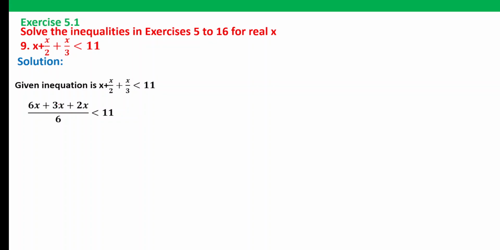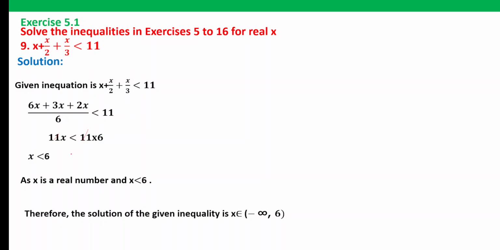So here 6x plus 3x plus 2x divided by 6 is less than 11. 6x plus 3x is 9x. 9x plus 2x is 11x. So 11x by 6 is less than 11. So now transpose 6 to the right hand side. So 11x is less than 11 into 6. Now we can cancel 11 and 11. So x is less than 6. As x is real and x is less than 6, the solution of the given inequality is x belongs to minus infinity to 6. Here we have to use this open bracket, as this is only less than.